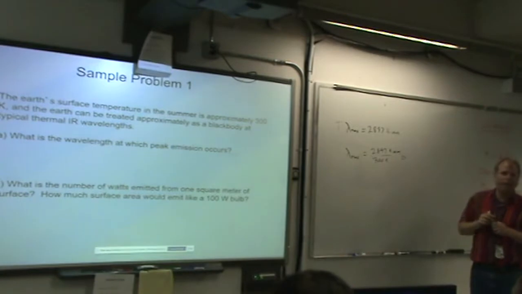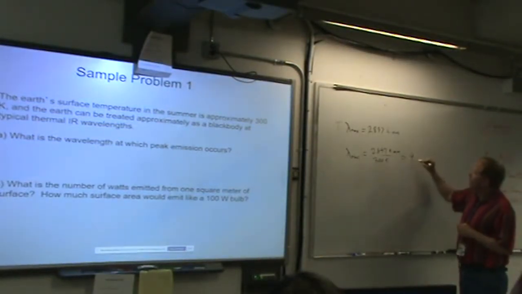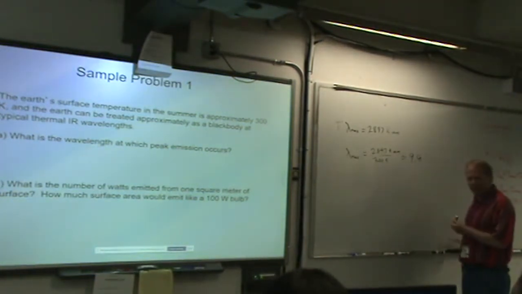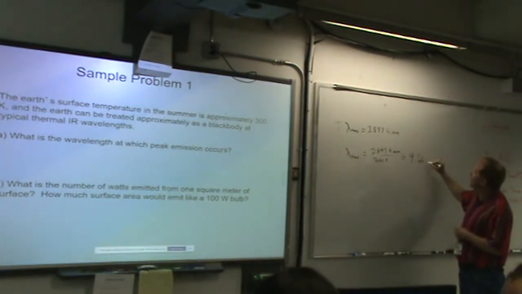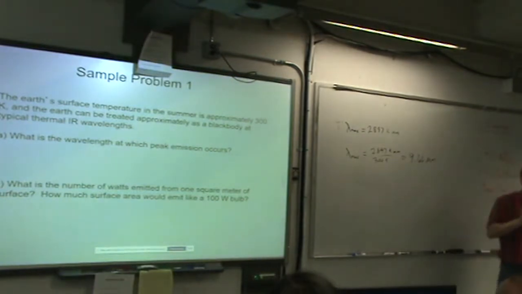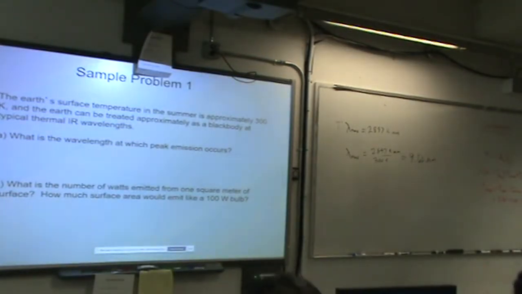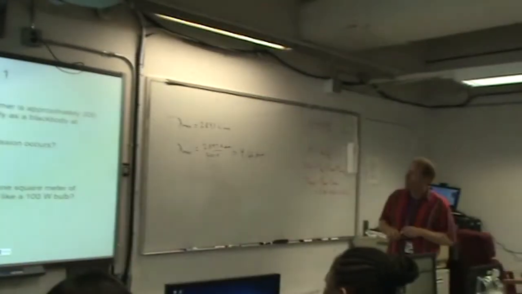When you do that calculation, what do you get? 9.9 something. 9.6? Okay. 9.66 microns. So the Earth at typical temperatures is radiating, and the peak radiation occurs around 10 microns or so. Remember when we were talking about infrared, I said the number to remember is about 10 microns.